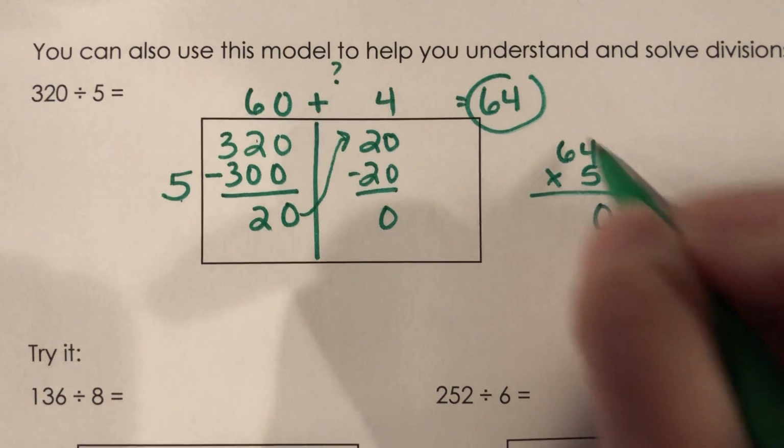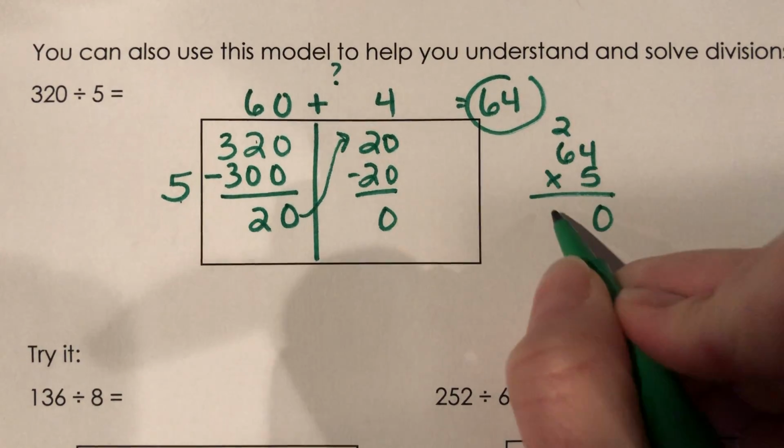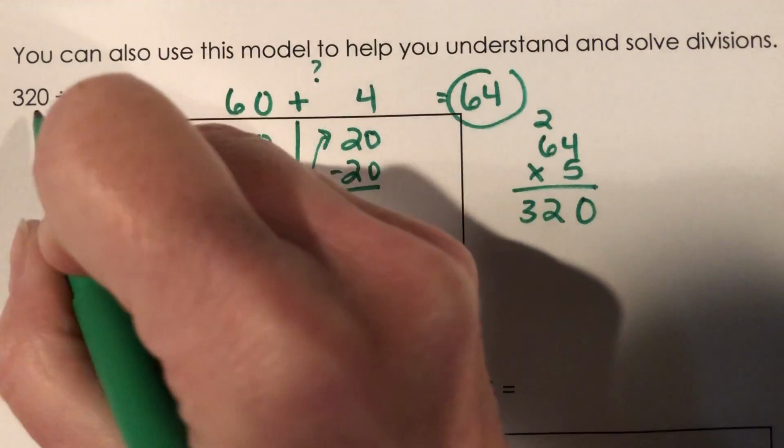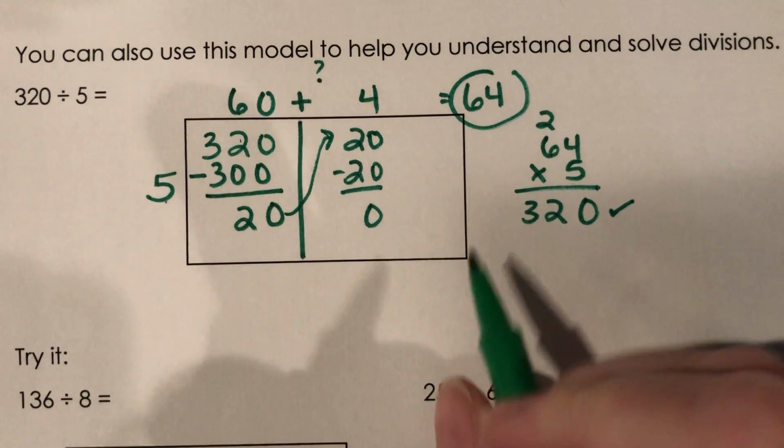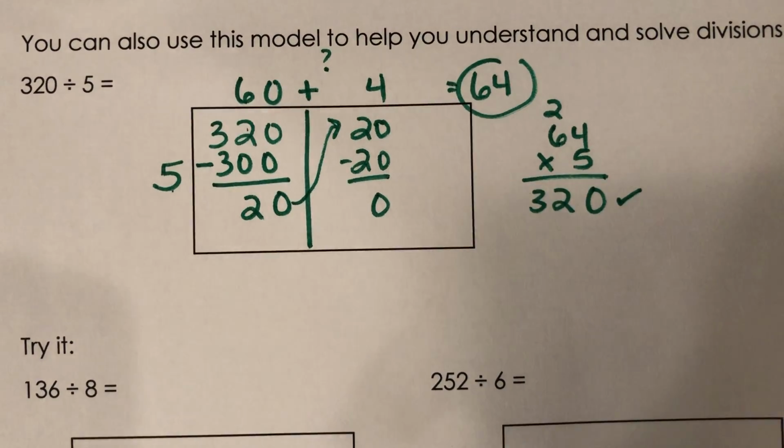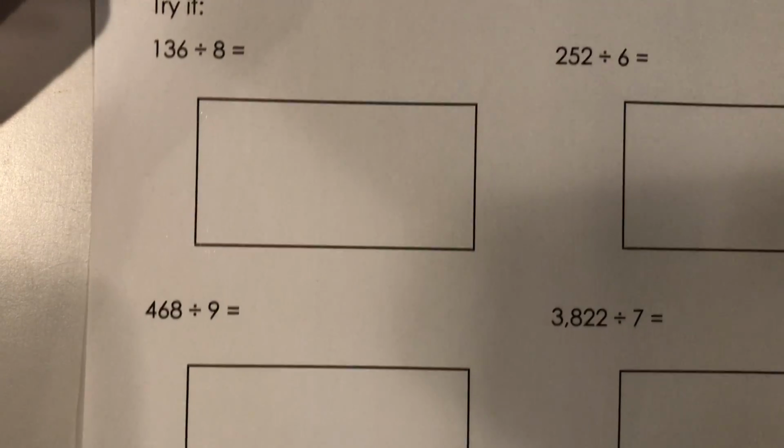4 times 5 is 20. 6 times 5 is 30, plus 2 is 32. Yay, I know that we're right. So our answer is 64. All right, let's do some more.